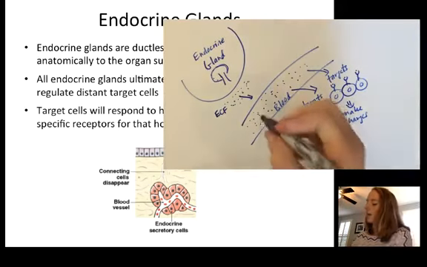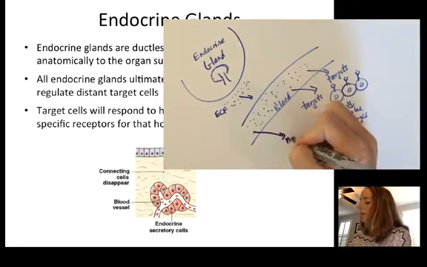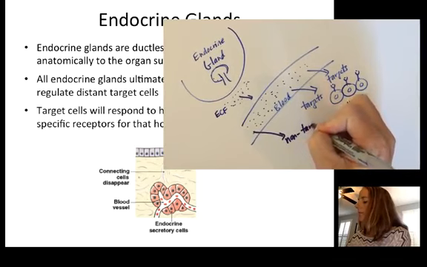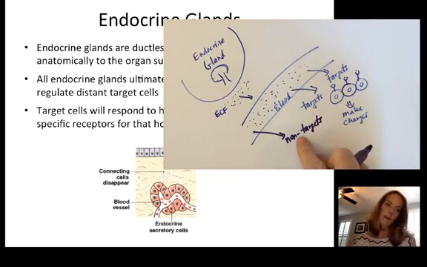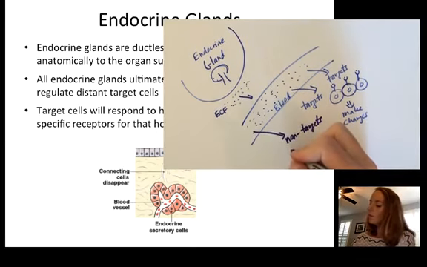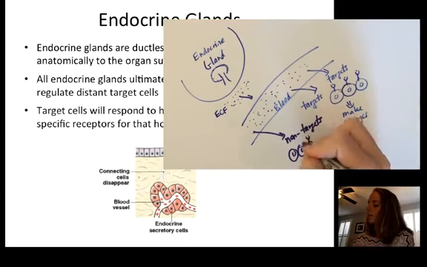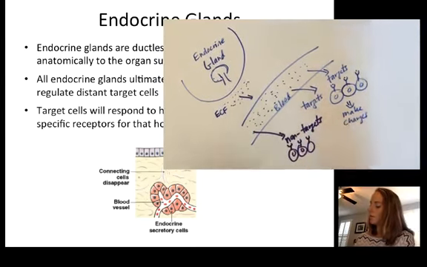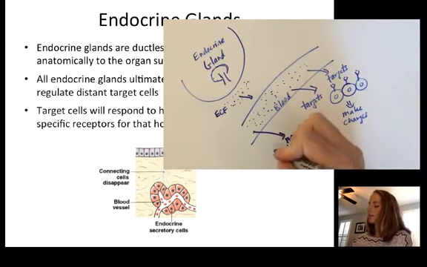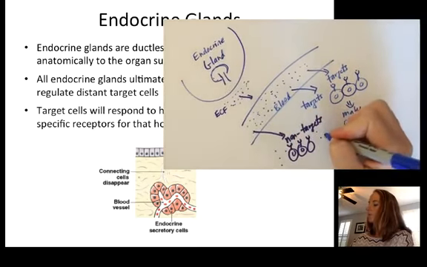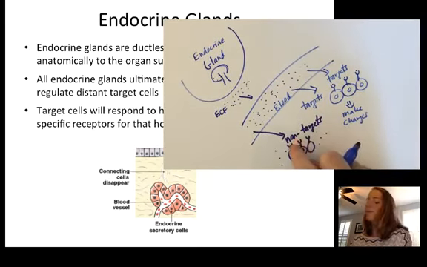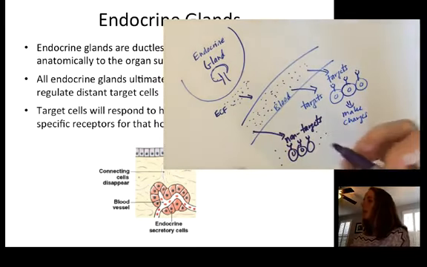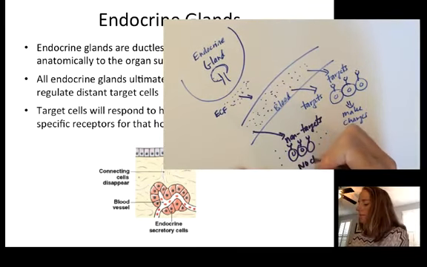Nearby, there may be other cells that are non-targets or that we do not want to be regulated by those hormones. Those non-target cells will have different receptors that do not recognize the hormone. So even though the hormone may be nearby, it will not bind to those cells. And in the non-target cells, we will have no changes.